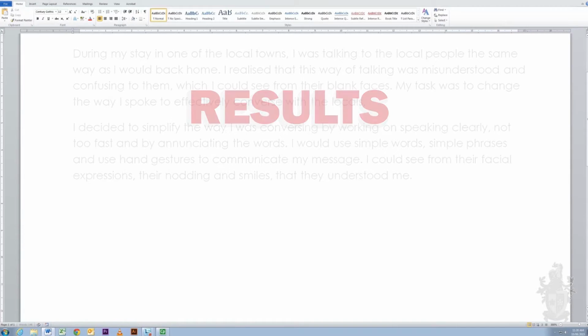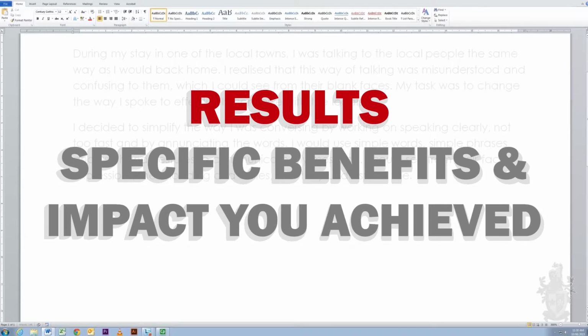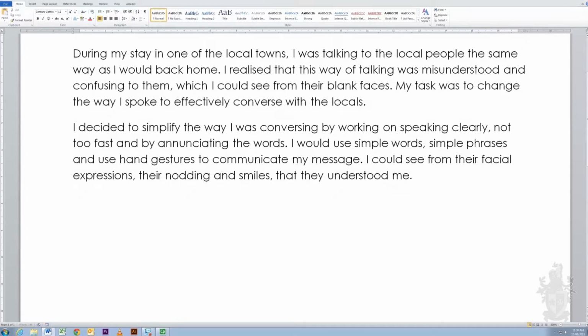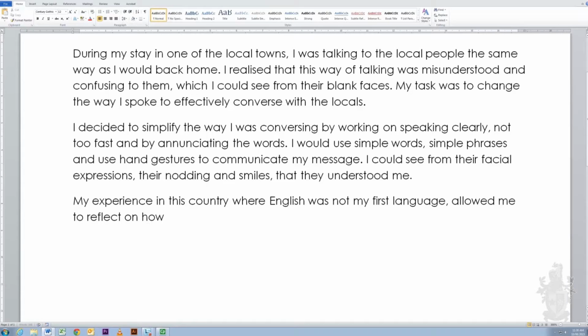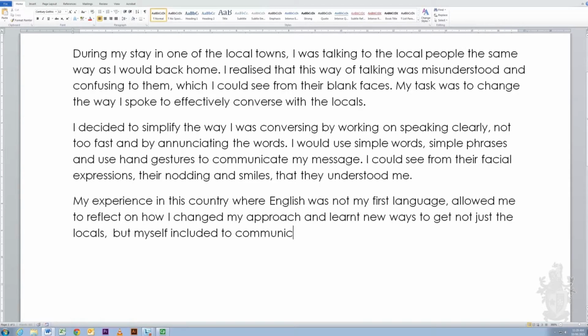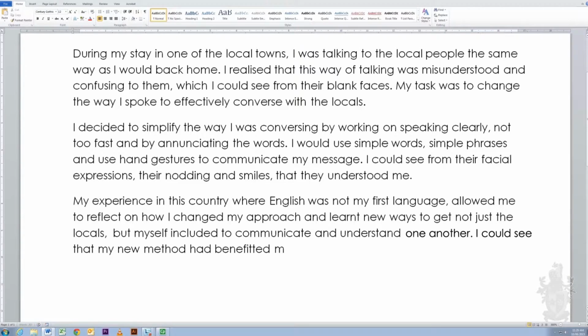And lastly, share the results. Include the specific benefits and impacts you achieved. For example, my experience in this country, where English was not my first language, allowed me to reflect on how I changed my approach and learnt new ways to get not just the locals, but myself included, to communicate and understand one another. I could see that my new method had benefited me in communicating.